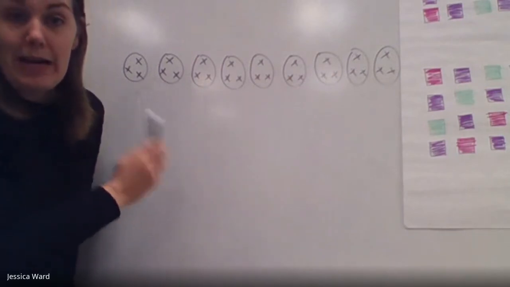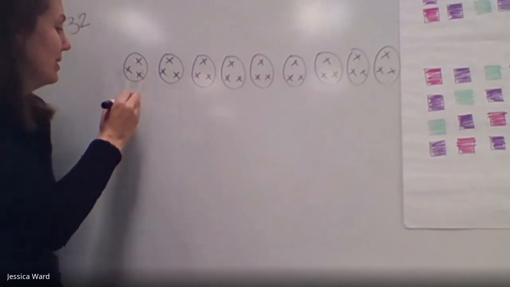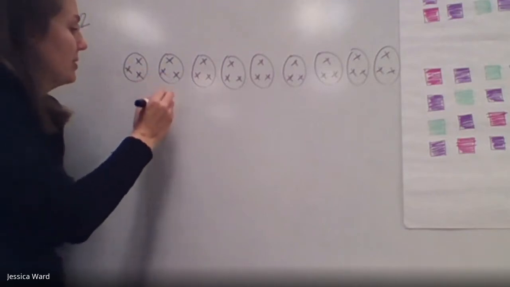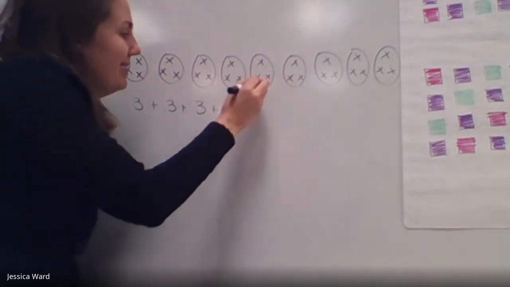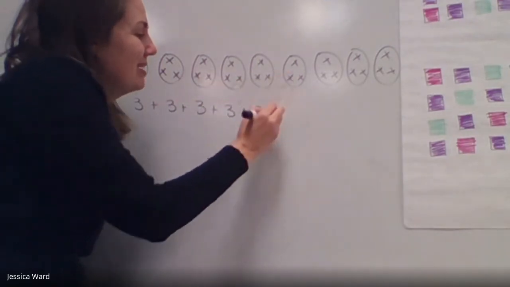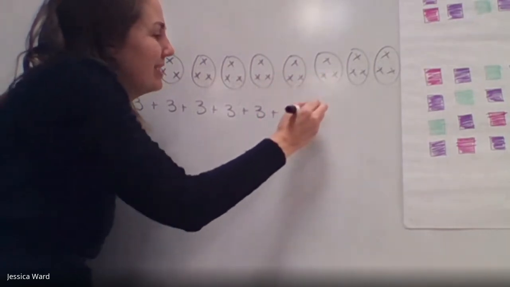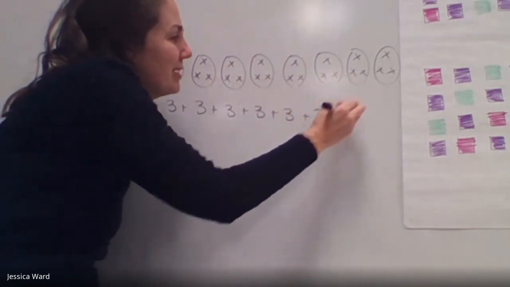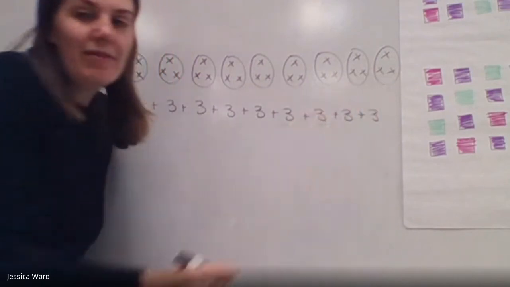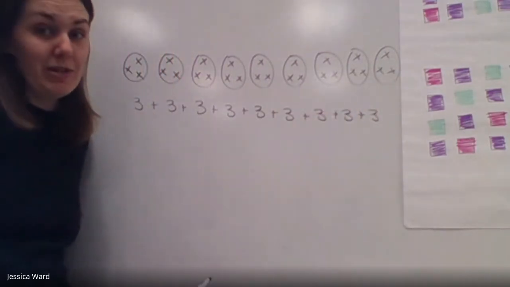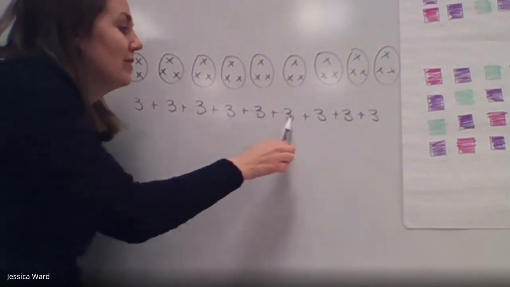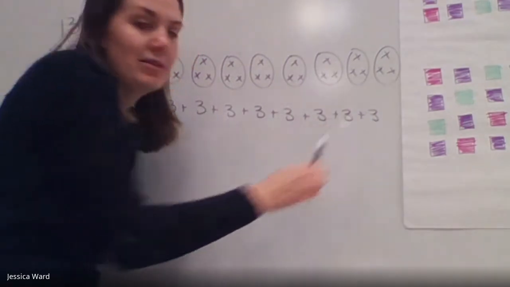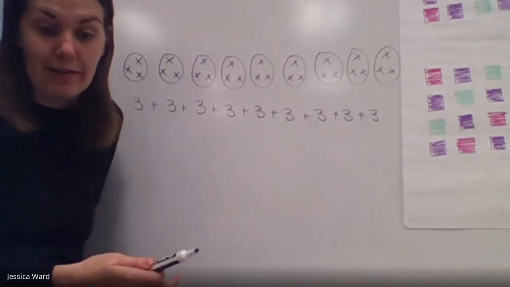Now I'm going to go ahead and add them up. And the way that I can do that is I'm going to say I have 3 plus 3 plus 3 plus 3 plus 3 plus 3 plus 3 plus 3 plus 3. And I should have 3 9 times. Let's go ahead and double check that I did that right. 1, 2, 3, 4, 5, 6, 7, 8, 9. So I'm adding 3 9 times.